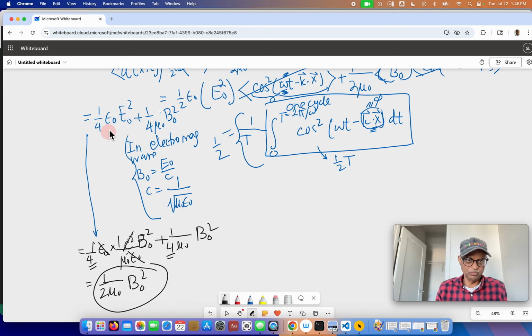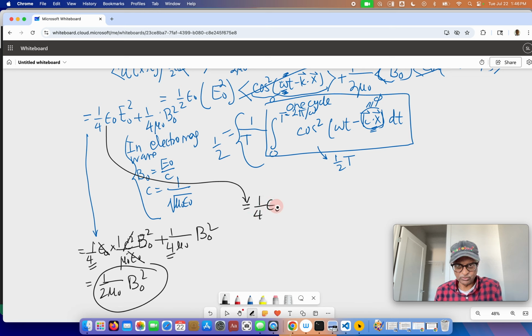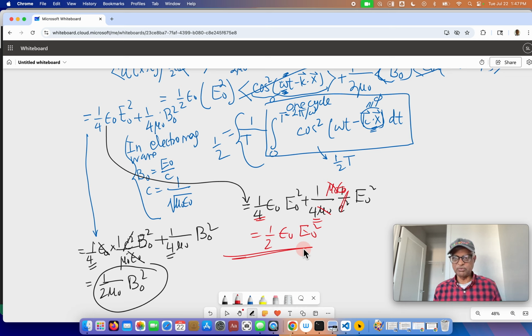And if you were to convert that into just the electric field, we'll just leave this one alone, E0 square, for mu naught, 1 over c square E0 square. And so this is mu naught epsilon naught, because its inverse is c square. So mu naught cancels out, and so 1/4 and 1/4 of the same quantity becomes half epsilon naught E0 square. Okay, so that's how those averages work.